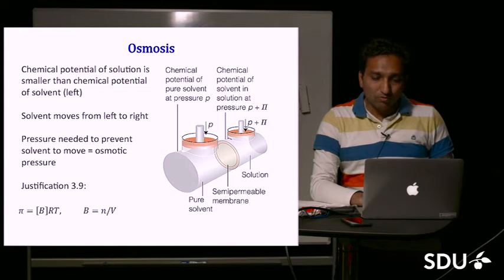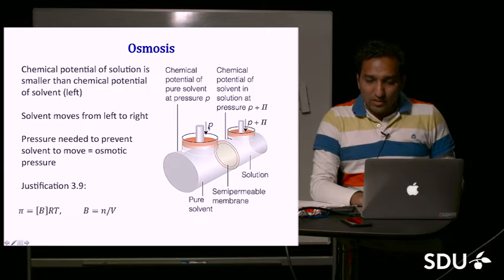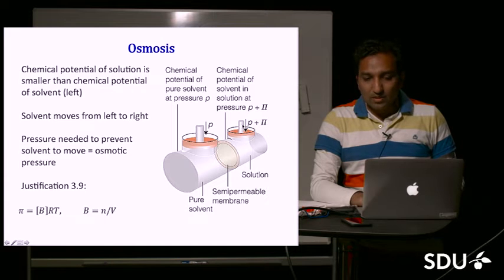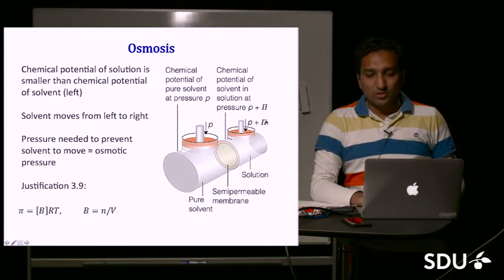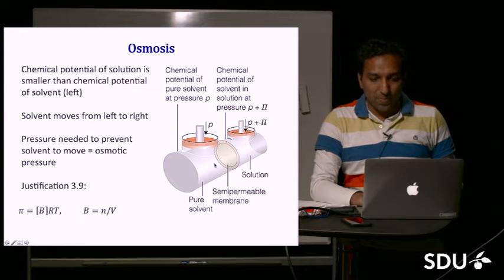To prevent water from flowing from the left to the right, we can apply a slightly higher pressure on this piston on the right hand side. So, on the left hand side, the piston has a pressure P. On the right hand side now, the piston has a pressure P plus pi. This pi is called the osmotic pressure. So, this is the amount of pressure that must be exerted on this compartment to prevent flow of water from the left hand side to the right hand side because of the gradient in chemical potential of the solvent.